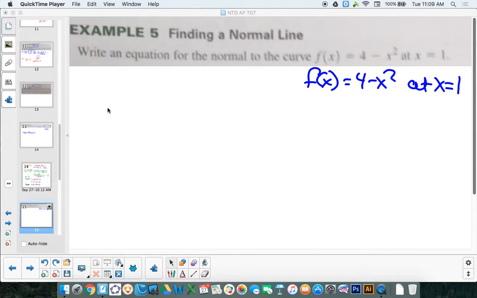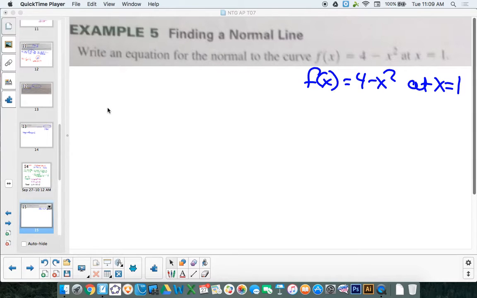Alright, so we're going to work some more on this video, or this target here. Example 5, finding the normal line. Write an equation for the normal line to the curve f of x equals 4 minus x squared at x equals 1. I would suggest you find the tangent line first. Pause the video, give it a try, and then unpause the video to check your work.